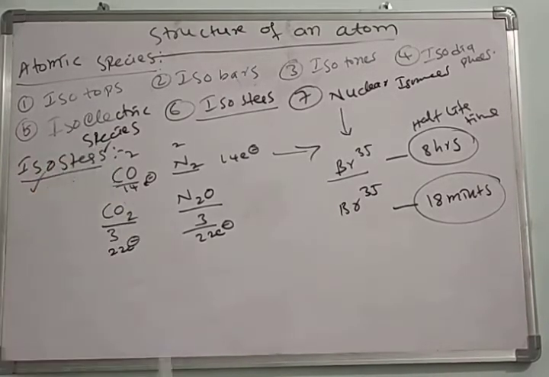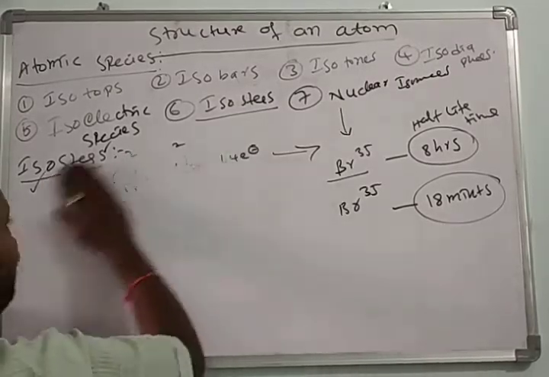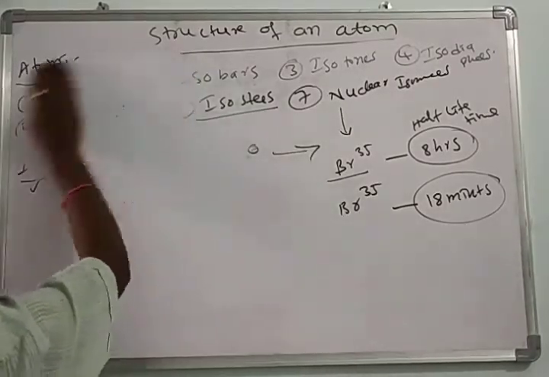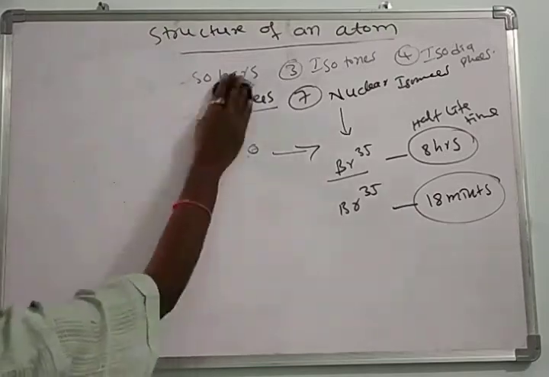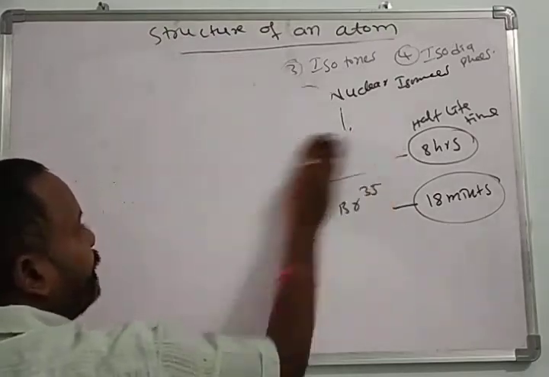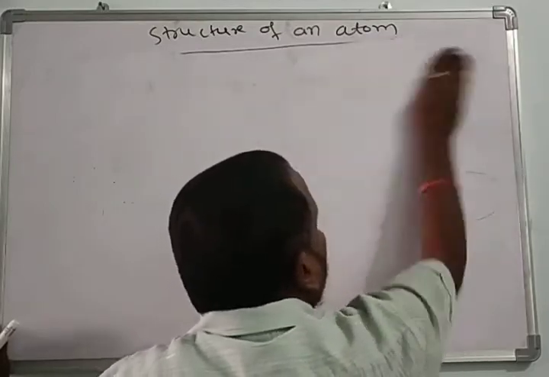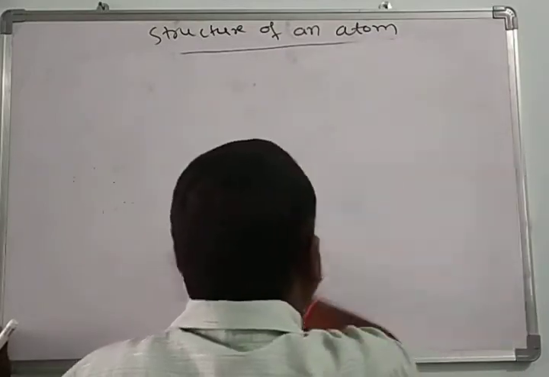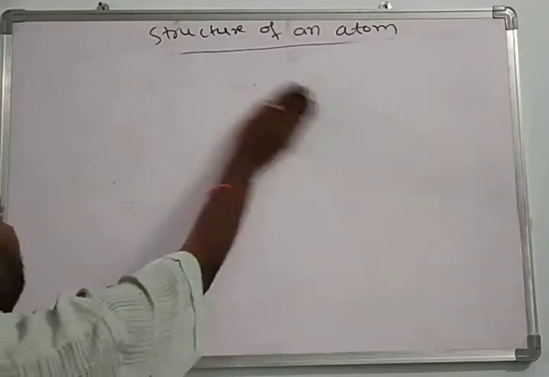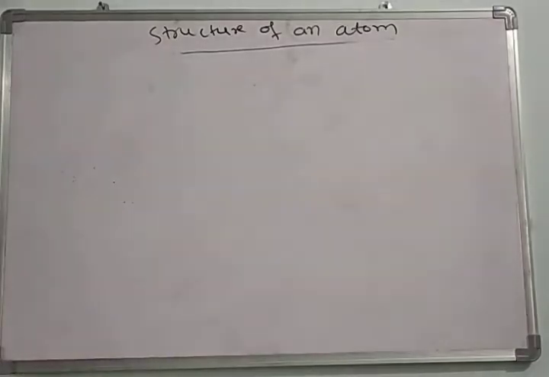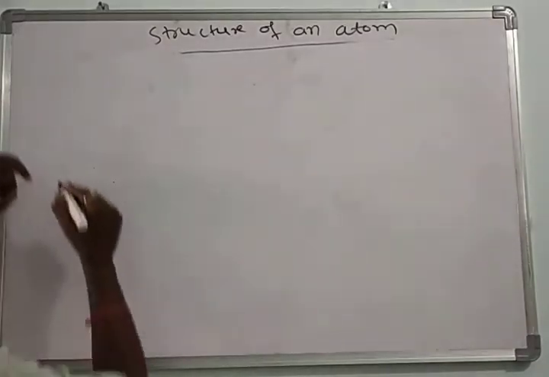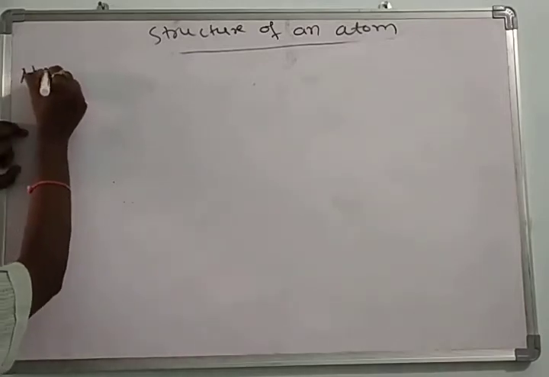Okay, this is about the atomic species. In conclusion, we'll see what is the meaning of atomic number and what is the meaning of atomic mass. After that, how to calculate the neutrons, and the atom which has no neutrons. We'll see that in continuation. What is the meaning of atomic number?